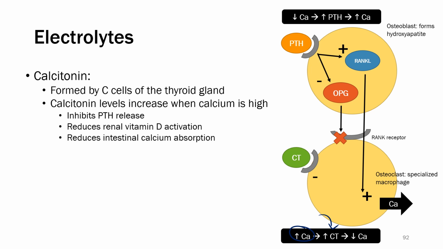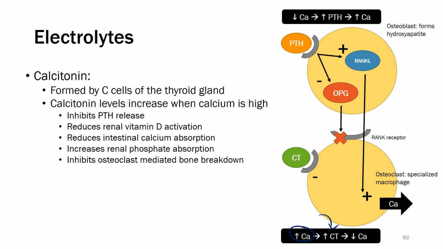We're going to reduce intestinal calcium absorption, increase renal phosphate absorption. It's going to just oppose everything on the previous slide. And then the thing it does on this slide is it's going to inhibit this breakdown by osteoclasts. So it's going to prevent that loss of calcium from the bone. So it's going to retain the calcium in the bone, the calcitonin. And that way it can decrease the calcium in the blood.